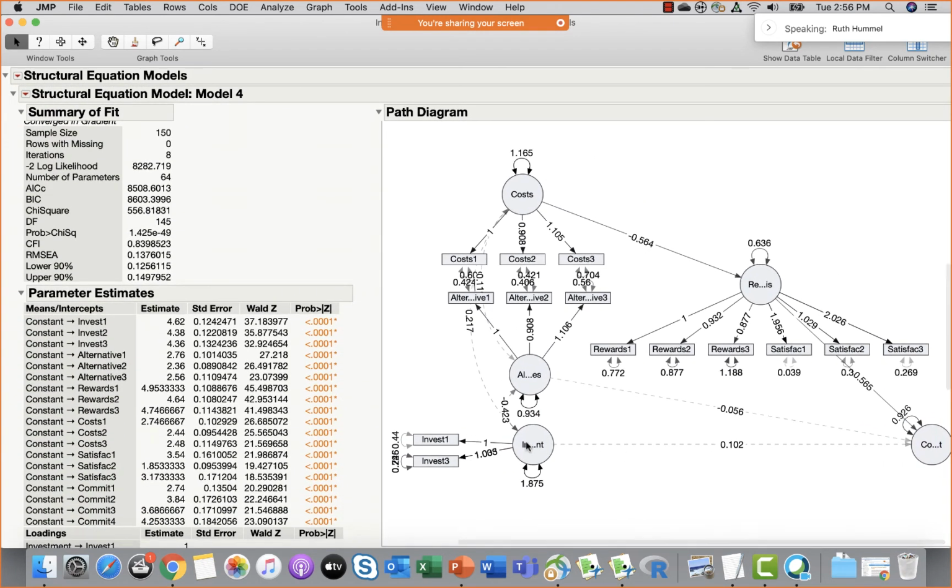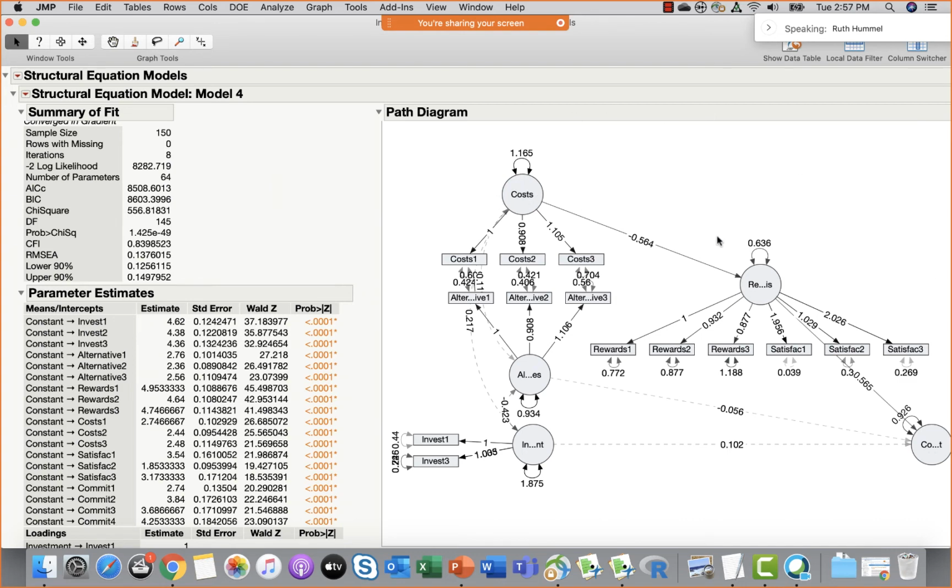So investment directly impacting commitment, and we can see once we run the model, it's a non-significant effect. So investment doesn't seem to be really affecting commitment in this case. Alternatives, also, it's a negative effect, but not significant. So having other alternatives is a negative relationship, but doesn't seem to be highly significant here in the presence of the rest of the model.